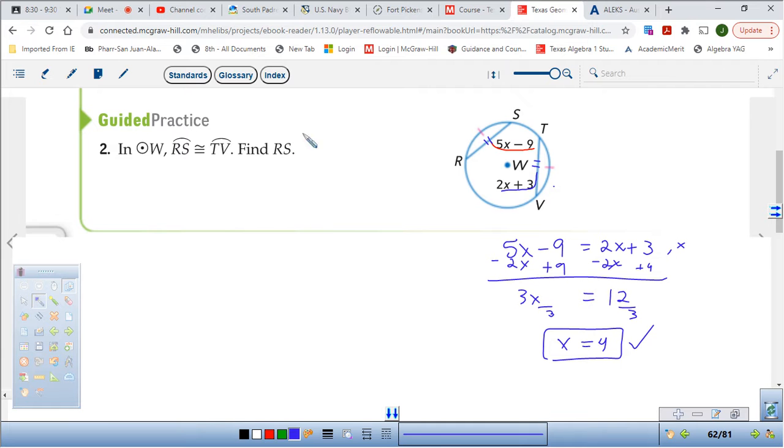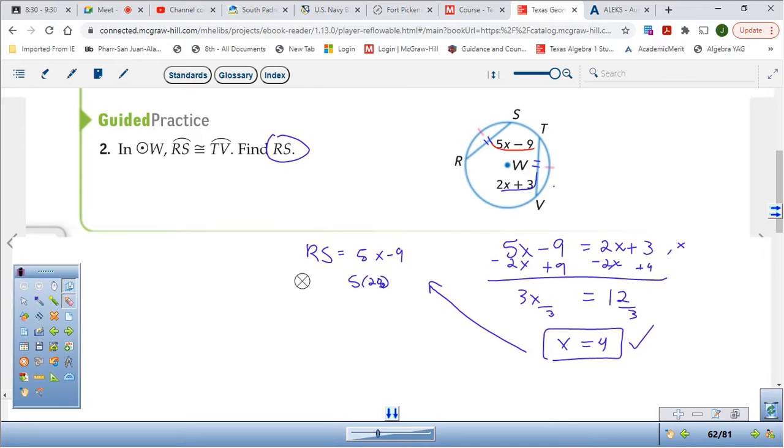Now let's plug it in because it wants to find RS, right? They want to find RS. So in regards to RS, RS is equal to 5x minus 9. Substitute. Oh, my bad. 5 times 4, minus 9. So in this situation we'll go with 20 minus 9. We'll go with 11.